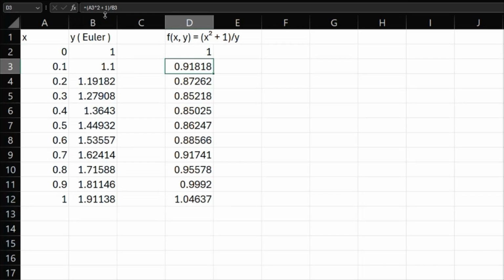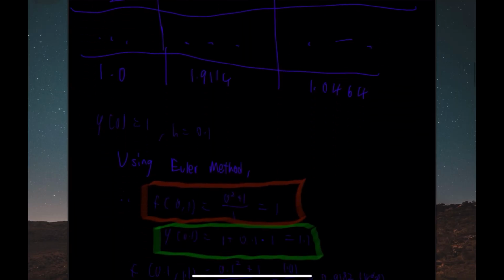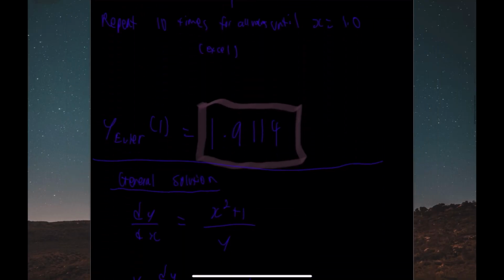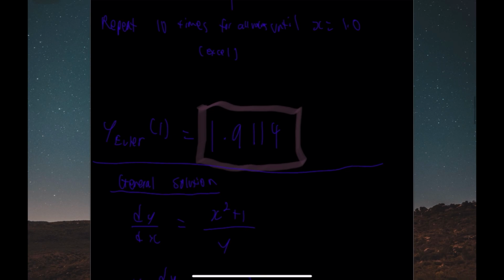As for the dy/dx column, we'll just be subbing in the values for (x squared plus 1) over y respectively. As you can see, A3, which is x squared plus 1, divided by B3, which is y. And that just repeats all the way until the last column respectively. So that gives us 1.9114 for our Euler's formula.